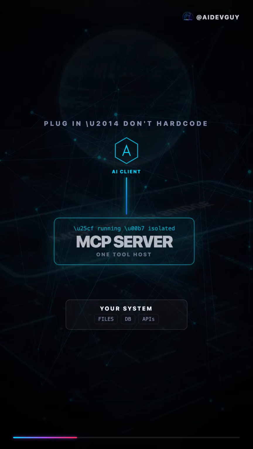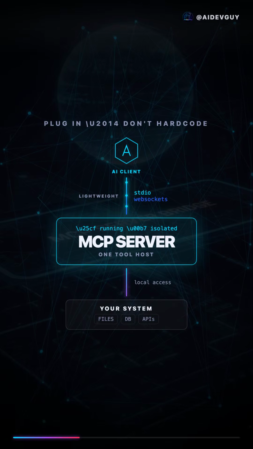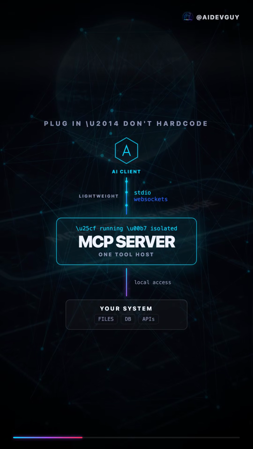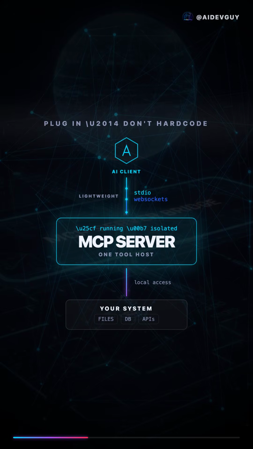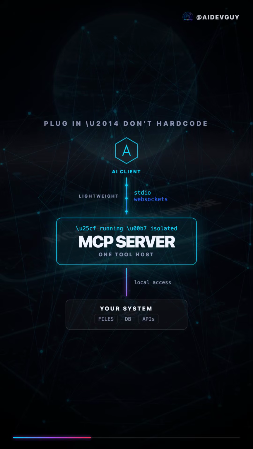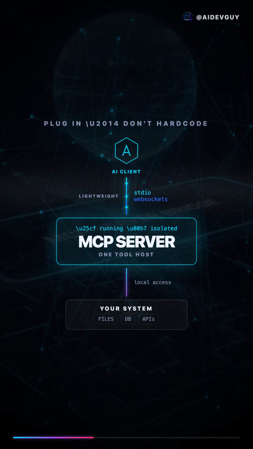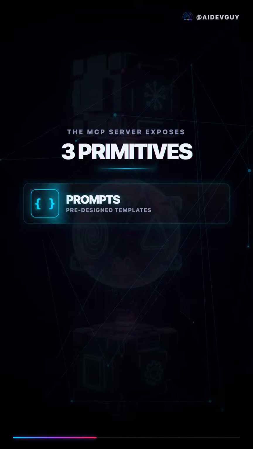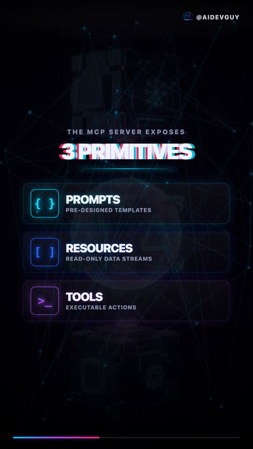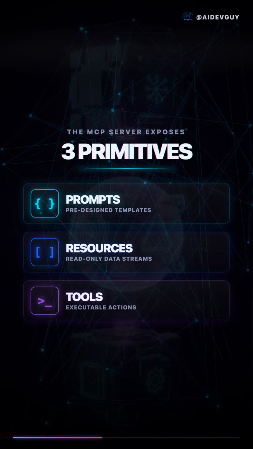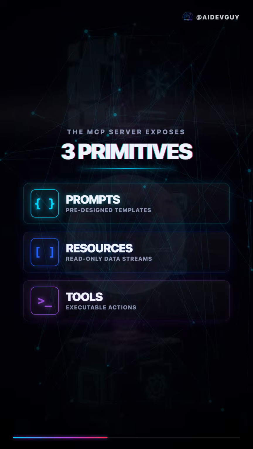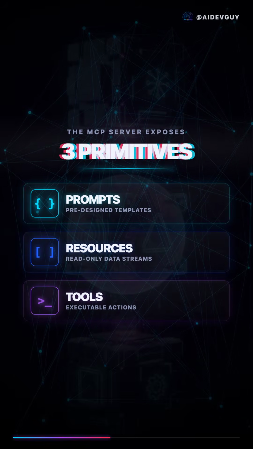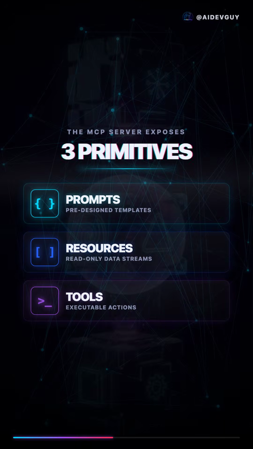Instead of hard-coding tools directly into an agent's brain, you spin up an isolated MCP server. The AI client establishes a lightweight connection to that server over standard input-output, or WebSockets. The server then exposes three primitives: prompts, pre-designed templates; resources, safe read-only data streams like file contexts; and tools, executable actions that let the model manipulate things.